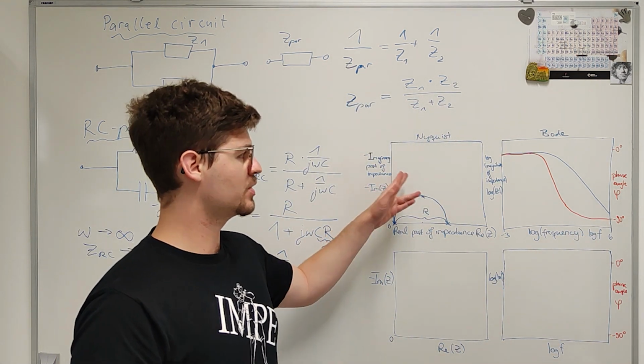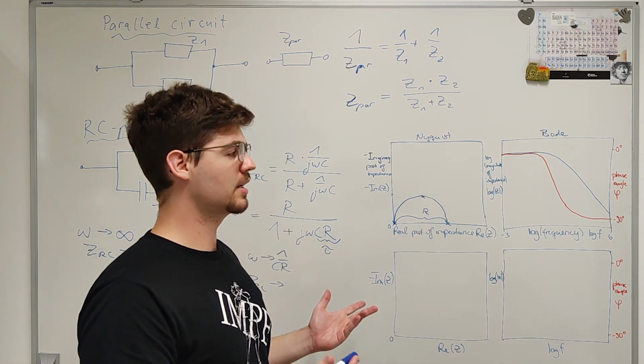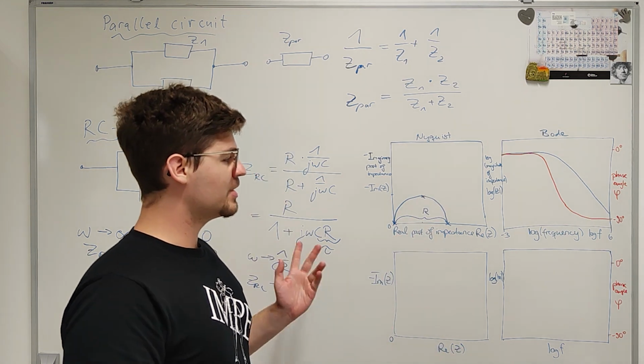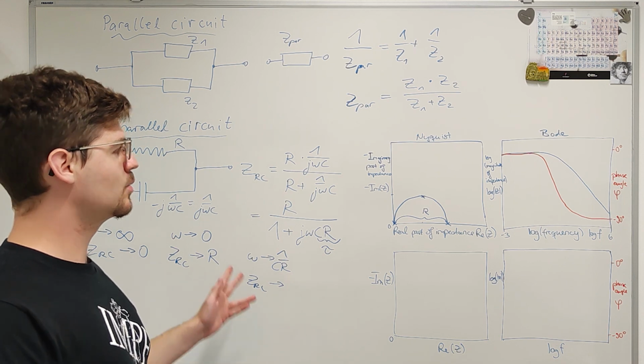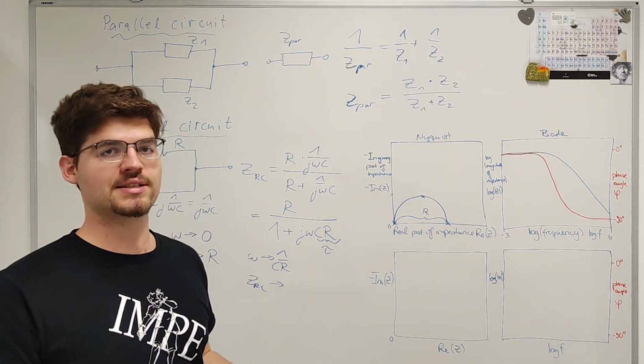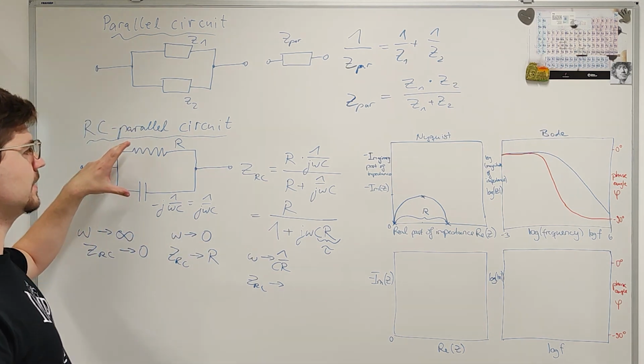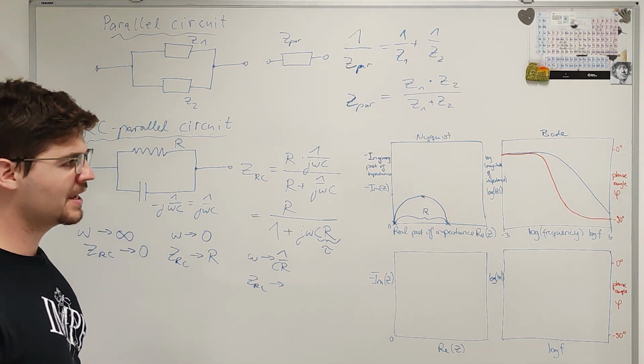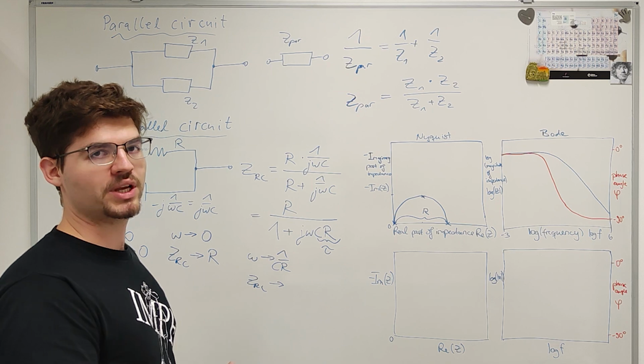And these are the Nyquist and Bode plots for the RC circuit in parallel. Now a second case we would like to look at is where another resistance, such as for example the solution resistance, is added to this parallel RC circuit. And this slightly modifies the spectra that we expect.